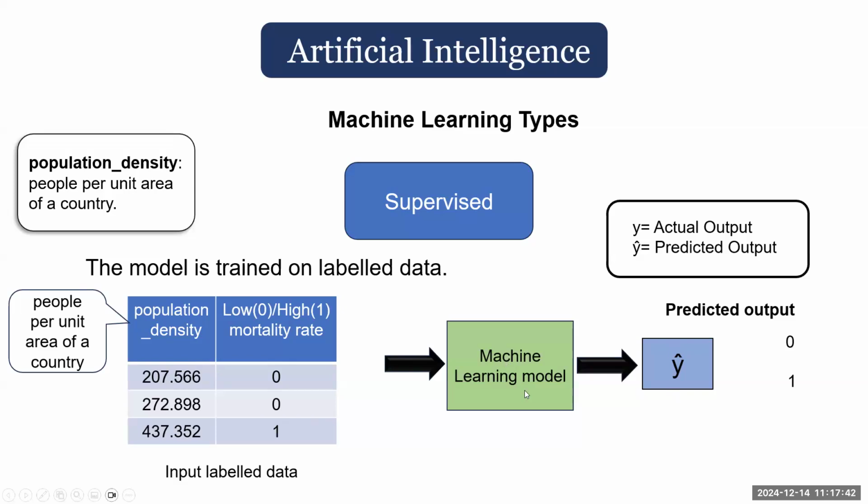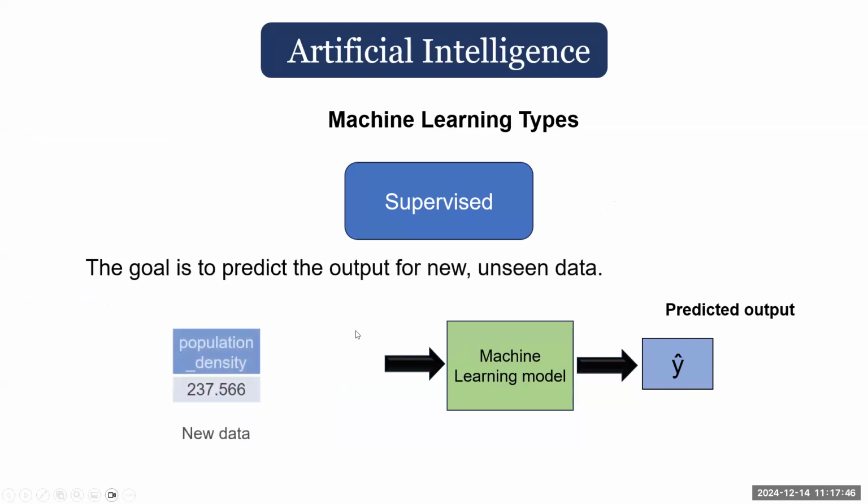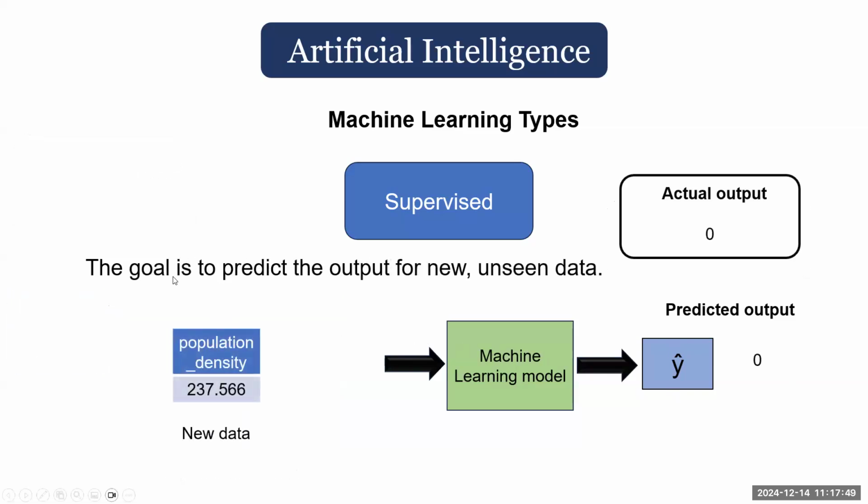First, you're giving these data points to the machine learning model to train it. Once the model is trained, the end goal is that it should give us the right prediction. So here the goal is to predict. You have a new data point here, in this case it is 237.566. When it is given to a trained machine learning model, it should give us the right label. In this case, the label is 0. So this is called supervised learning, the first type of machine learning model.